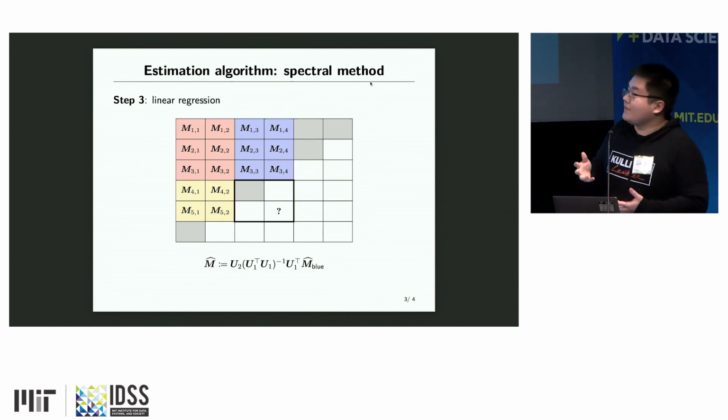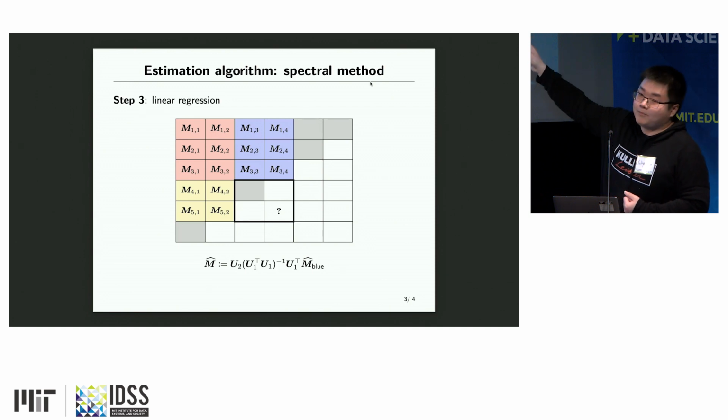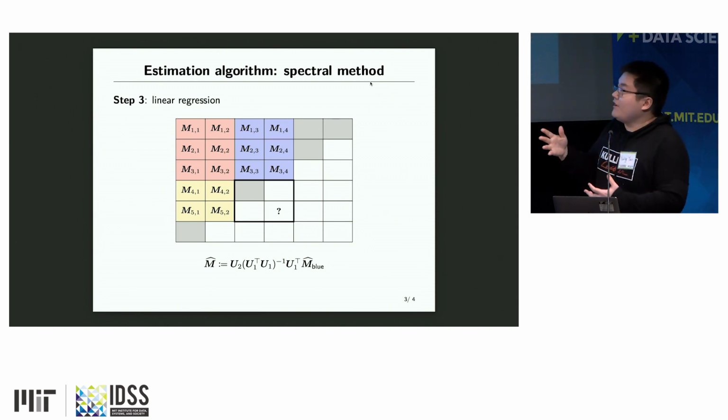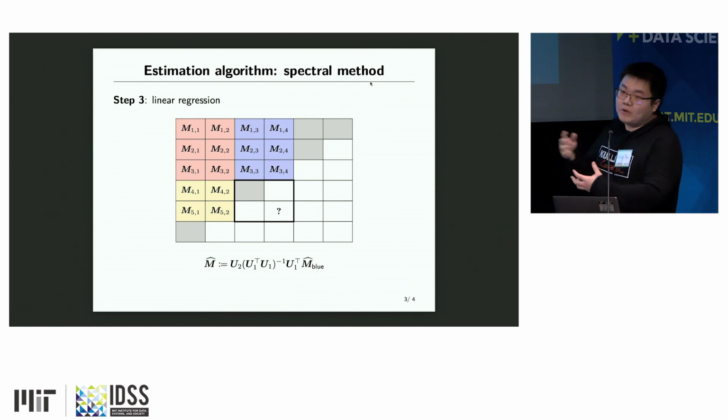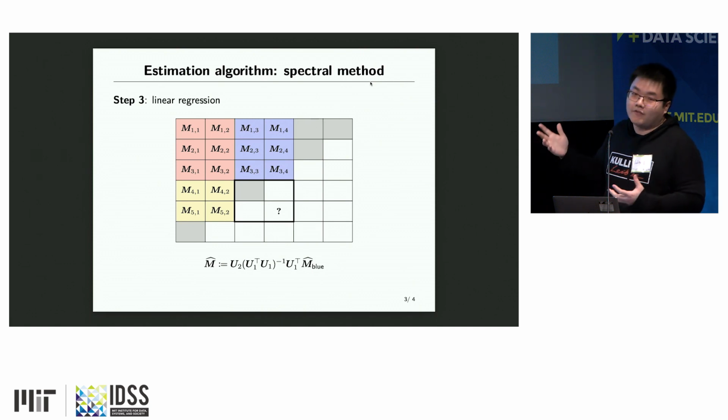Finally, equipped with all these estimates, we can use linear regression to learn the coefficient of each column of this blue matrix in that orthonormal basis. These coefficients, together with the orthonormal basis, will allow us to recover the missing block. And we may repeat this process to estimate each of the missing blocks.